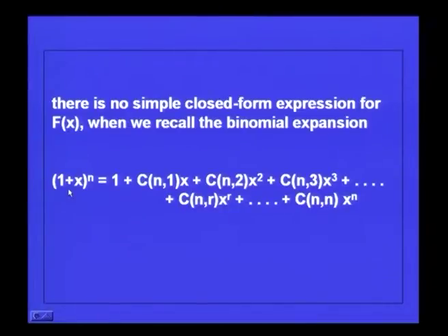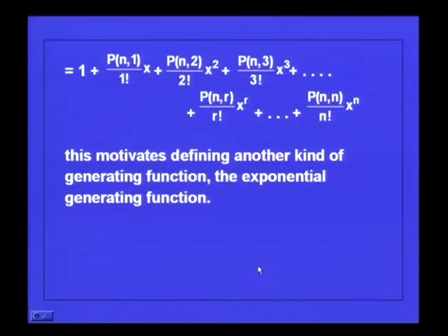But we know that (1 + x)^n is equal to 1 + C(n,1)x + C(n,2)x² + ... This is the binomial expansion. This we know. From this you get this. What is C(n,1)? C(n,1) is P(n,1)/1!, C(n,2) is P(n,2)/2!. The number of permutations of 2 objects out of n objects is, you select 2 objects out of n objects and permute them. That can be done in 2! ways. So, C(n,2) will be equal to P(n,2)/2!. This we have already seen.